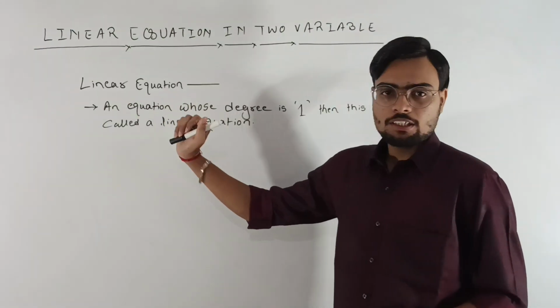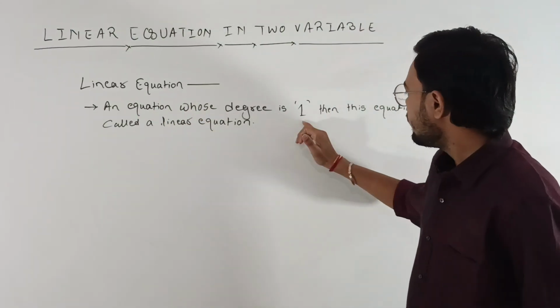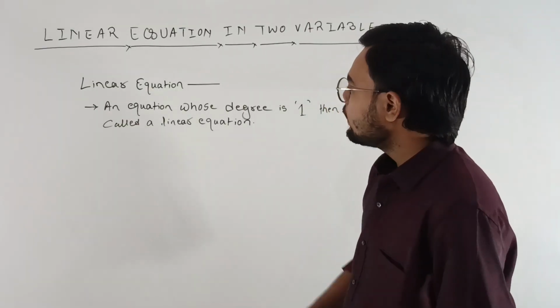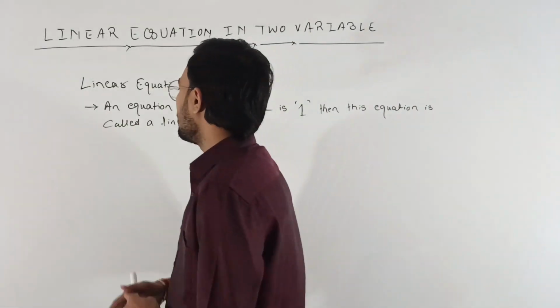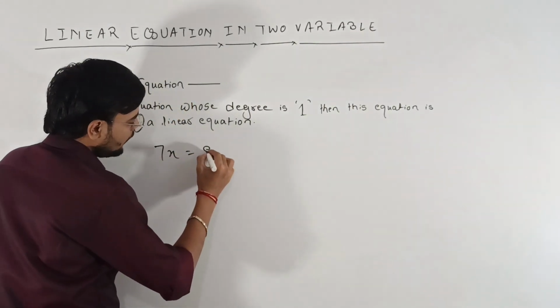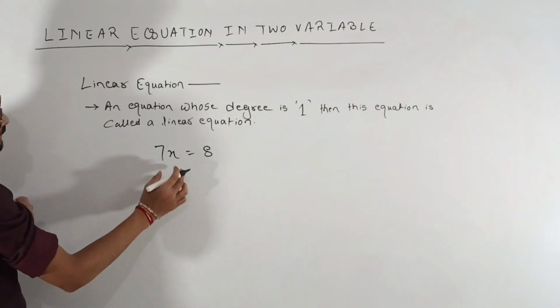What is a linear equation? An equation whose degree is 1 is called a linear equation. Let's see one example. Suppose we have an equation 7x is equals to 8.